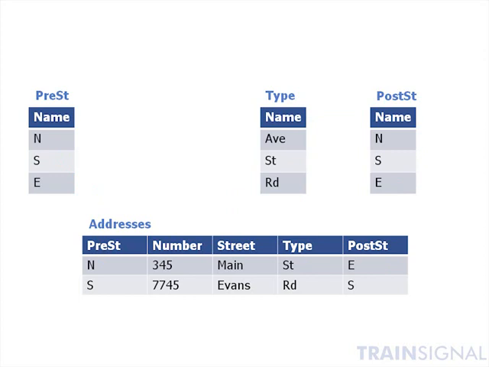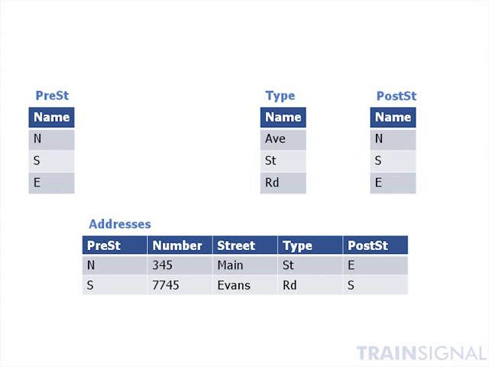I'm still providing the lookup tables. I still have my pre-street, type, and post-street tables, but I've no longer related those to the addresses table. I'm only including those so a client application can quickly query those and determine what the allowable values are. So when my client application asks a user to enter a new address, it's going to query the type table. And it's going to say, hey, you can only use avenue, street, or road. You can't use anything else. We're not allowing those values.